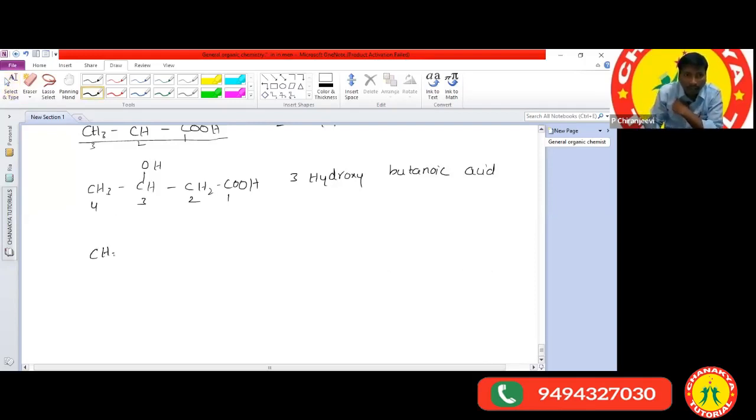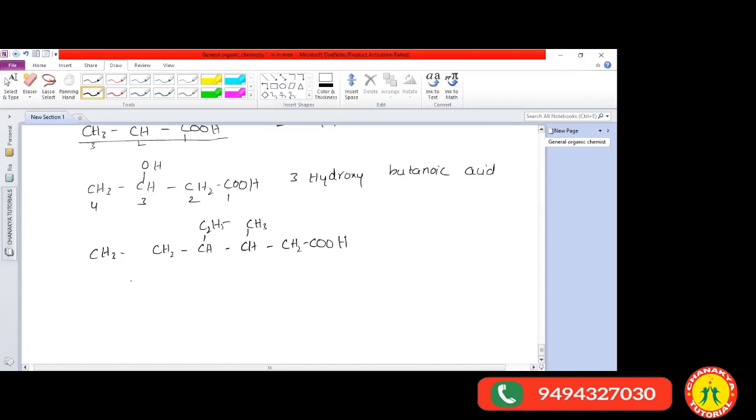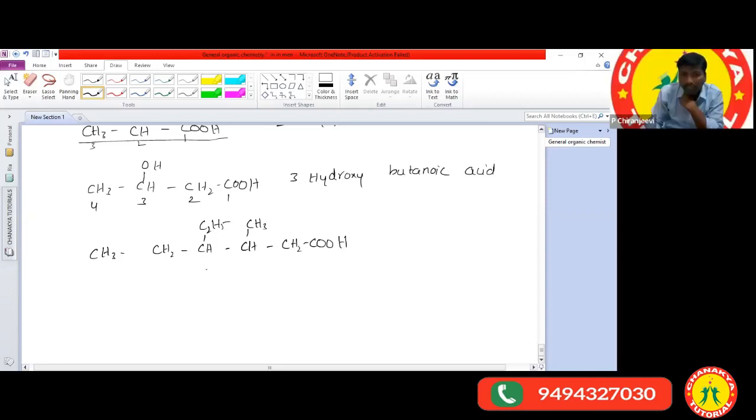Here CH3, CH2, CH, C2H5, CH, CH3, CH2, COOH. Any one of you can tell me the IUPAC name of the given compound? What is the IUPAC name of the given compound, ma? Sir, 4-ethyl, 3-methyl. Okay, 4-ethyl, 3-methyl.